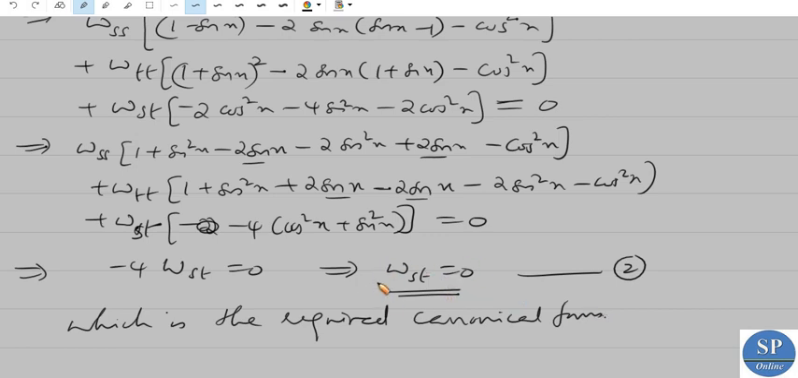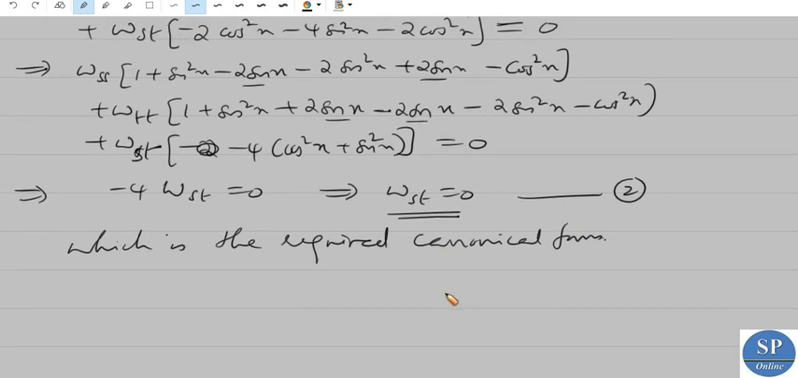This canonical form is a simpler form than the given equation. So to find the solution of the given equation, we can find the general solution of this equation. Integrating equation number 2 partially with respect to t, we get w_s is equal to a function of s.